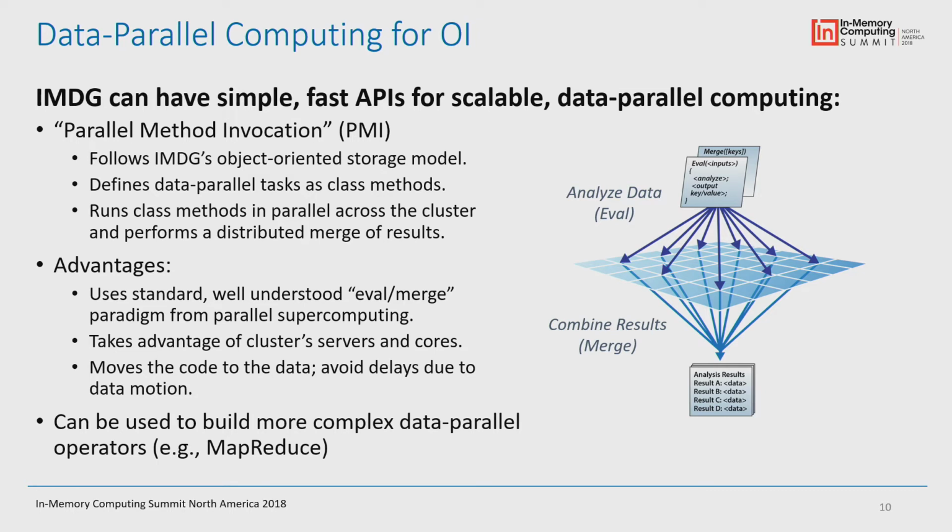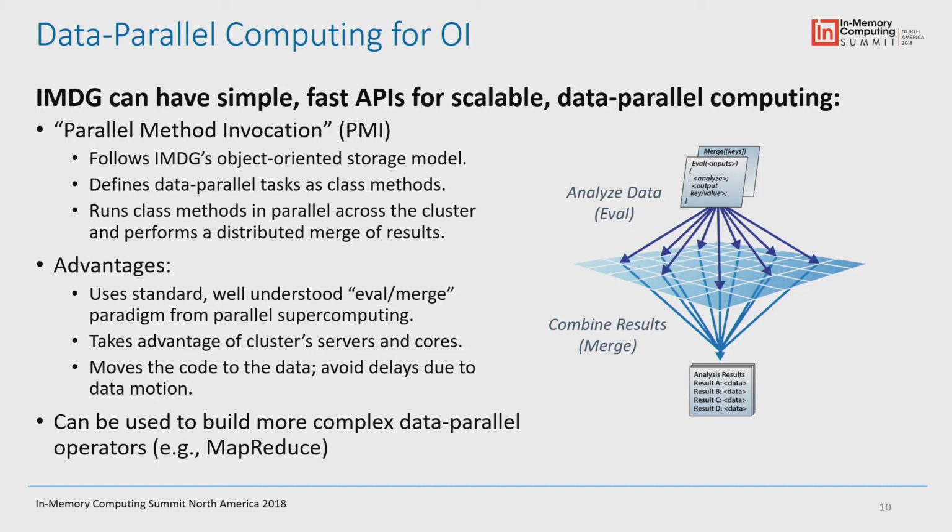What you do here is create a method that you run as an evaluation method on all the objects that you query in a collection distributed across all the servers of the grid. That method execution creates a result, some kind of analytics result, which you can then merge. You could do a binary merge in logarithmic time to capture those results into one result object, which you return back to the client application. By doing this, you can build much more complex data parallel operations like MapReduce, which could be built with 2 phases of PMI.